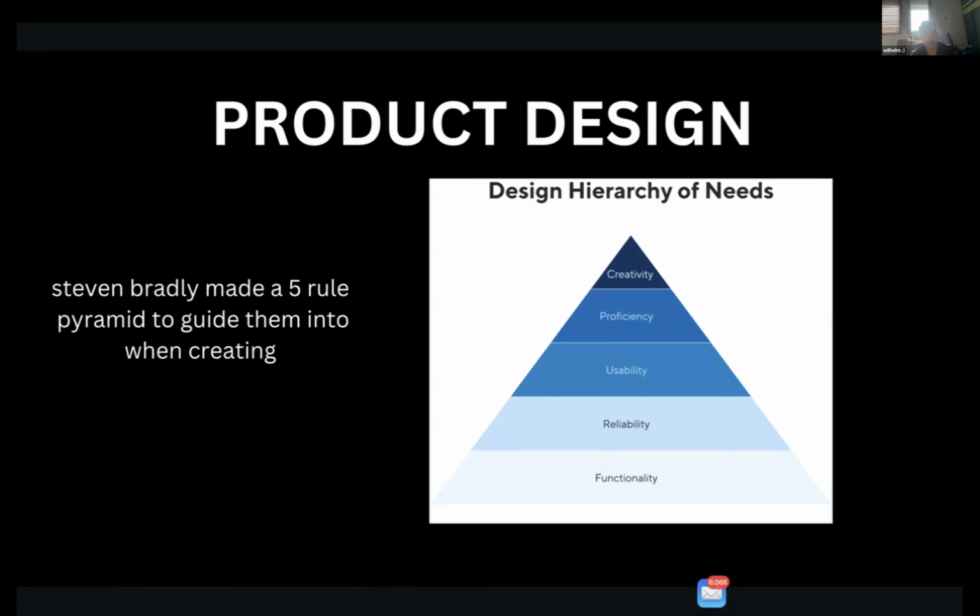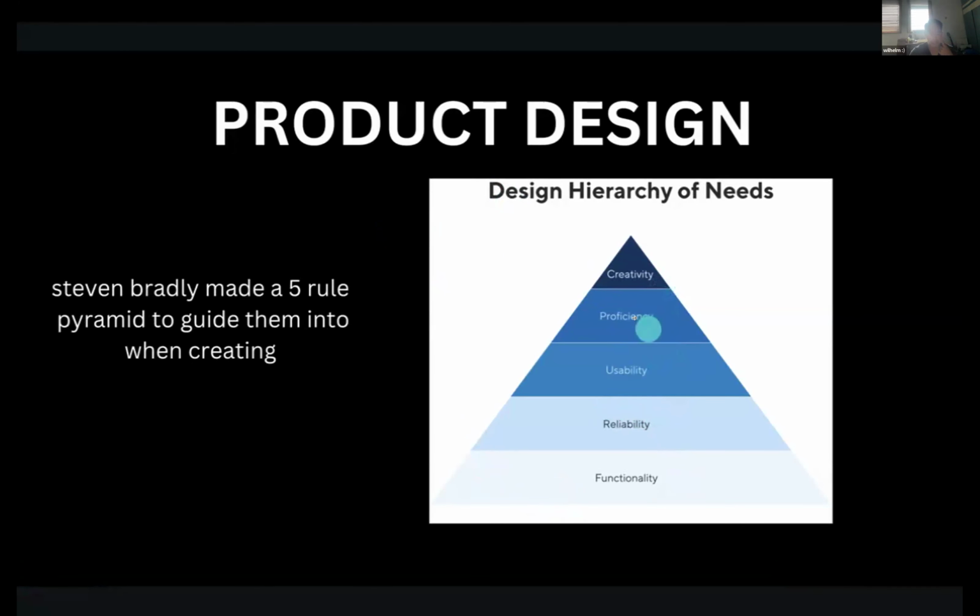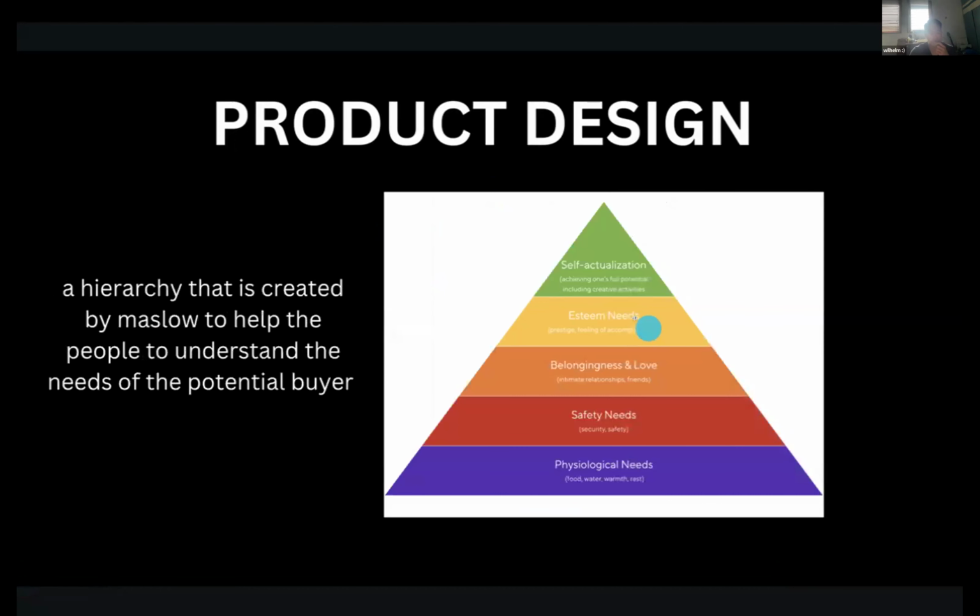He made a five-level pyramid or hierarchy to guide creating a certain product, which is functionality, reliability, usability, proficiency, and creativity. I've also found another hierarchy created by Maslow to help people understand the needs of potential buyers.